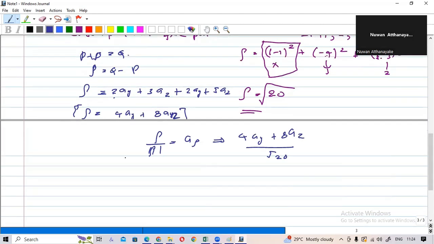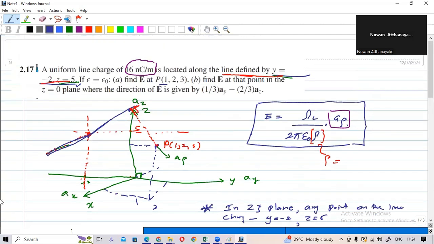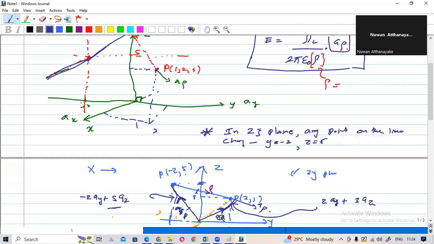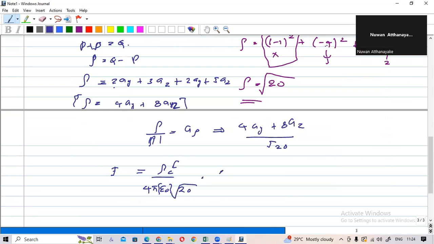Then you find all the values of E. Rho L is given, you can substitute that value here. 4 pi epsilon is also given. It should be epsilon, but here it is given that epsilon is equal to epsilon naught, so you can put epsilon naught here. Then rho is square root 20, and a rho is (4ay plus 8az) over square root 20. So this is the final answer. You can simplify this using a calculator.